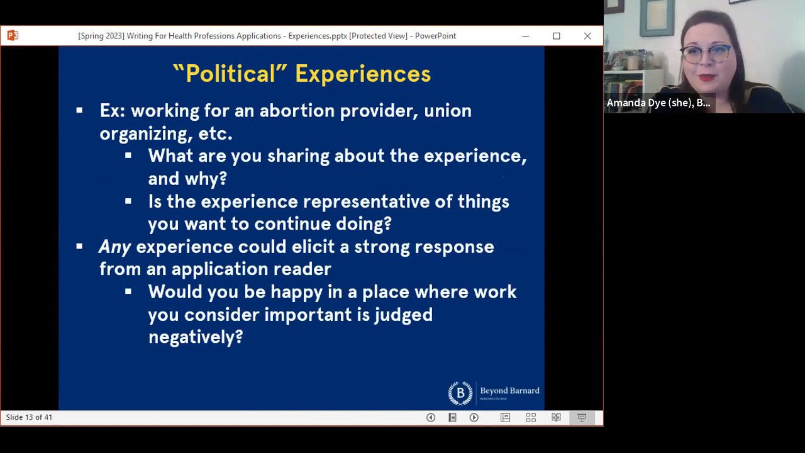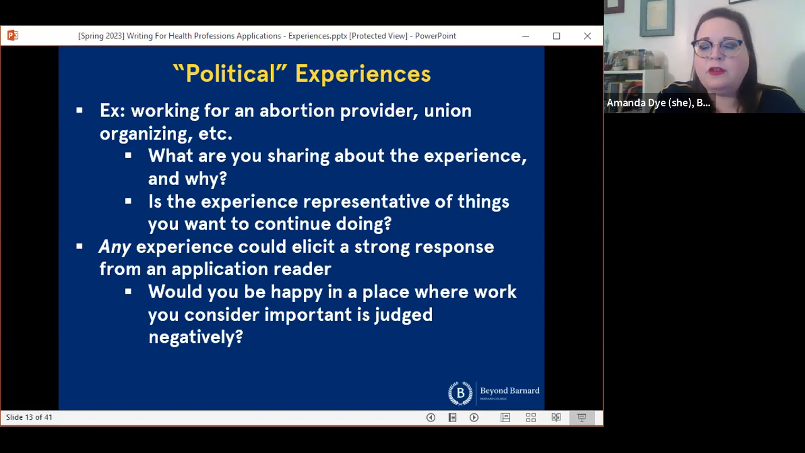Oftentimes people will ask me what I think about including experiences that could be divisive in some way or political. So, for example, if you are somebody who's worked in an office of an abortion provider, or if you've been involved with union organizing, right? These are things that can speak a little bit to your politics, things that are important to you. And I would encourage you to think about what you want to share about the experience and why.